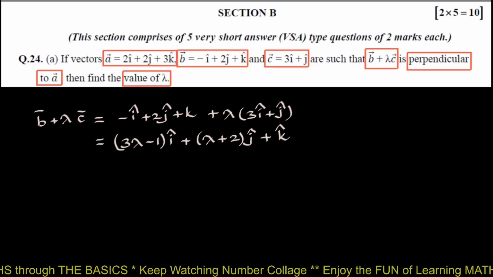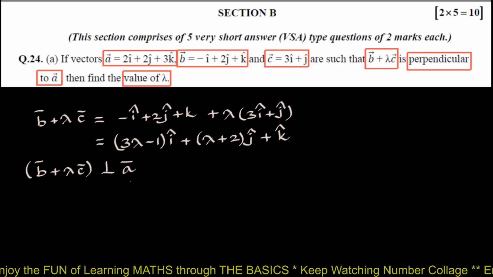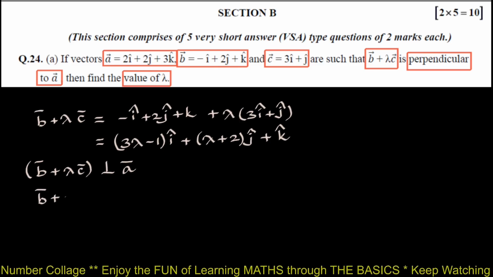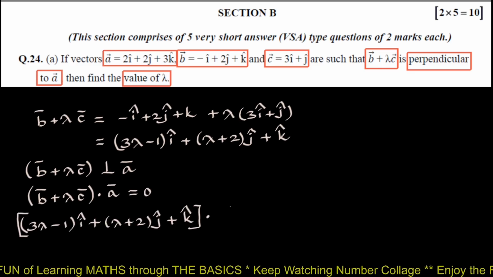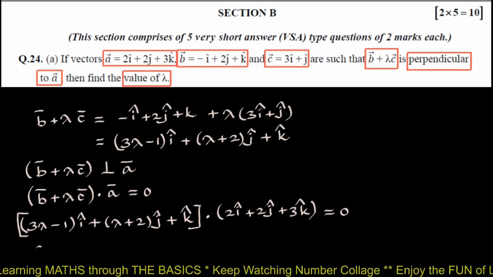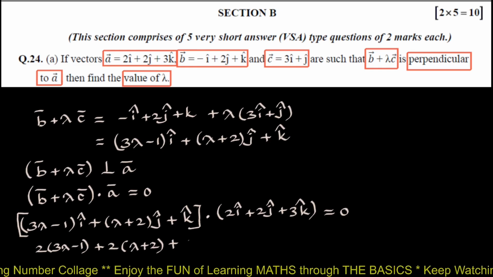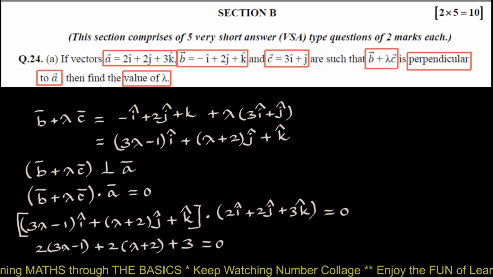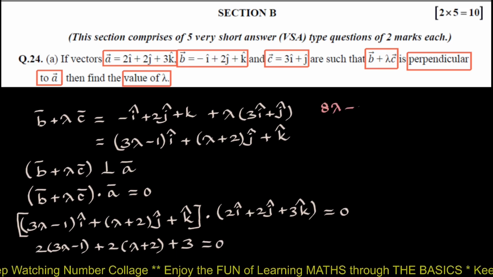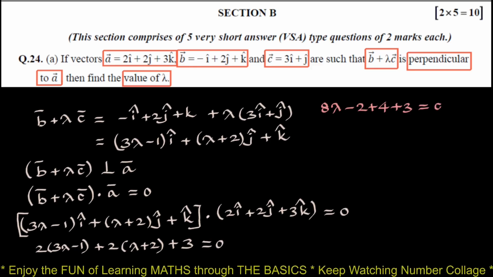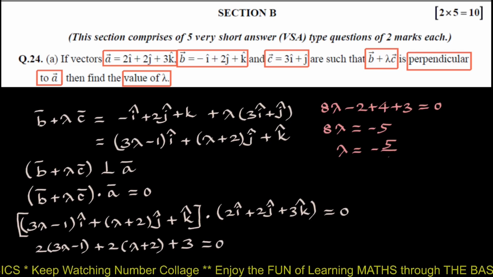Now b bar plus lambda c bar is perpendicular to a bar, therefore their dot product will be 0. So (b bar plus lambda c bar) dot a bar is 0. So 2 times (3 lambda minus 1) plus 2 times (lambda plus 2) plus 3 into 1 equals 0. 6 lambda plus 2 lambda, 8 lambda, minus 2 plus 4 plus 3 equals 0. 8 lambda equals minus 5. Lambda equals minus 5 upon 8.